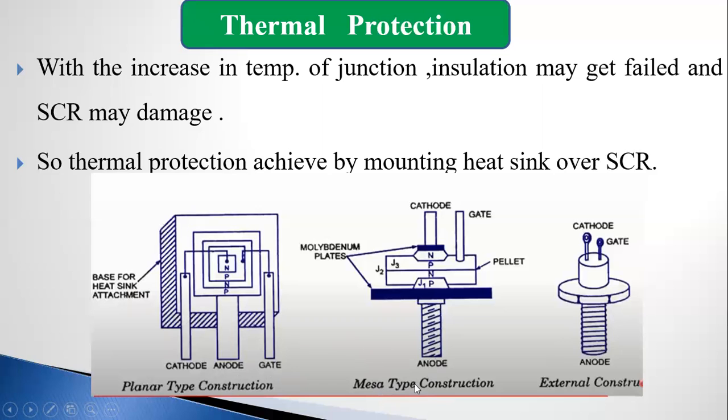This is also mesa type construction. This is the molybdenum plate, cathode, gate, pellets. In that, we can provide the heat sink. So this is all about the concept of the protection schemes of the SCR.